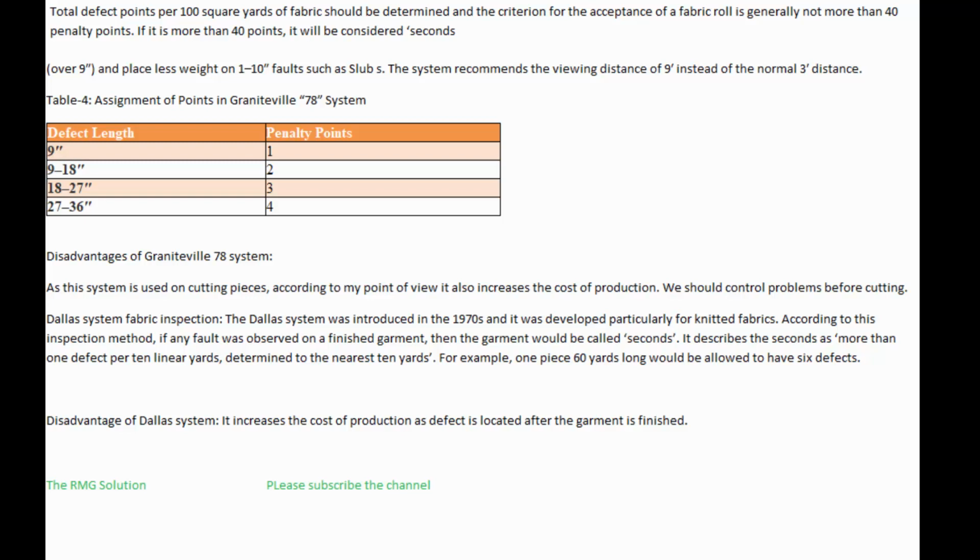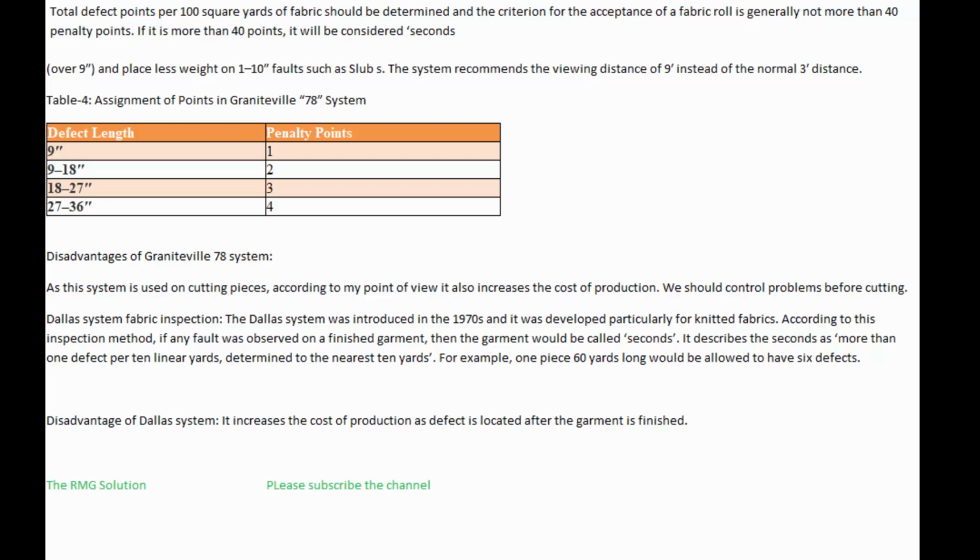Table 4. Assignment of points in Graniteville 78 system. Defect length, penalty points: 1-9, 1; 9-18, 2; 18-27, 3; 27-36, 4. Disadvantages of Graniteville 78 system. As this system is used on cutting pieces, according to my point of view, it also increases the cost of production. We should control problems before cutting.